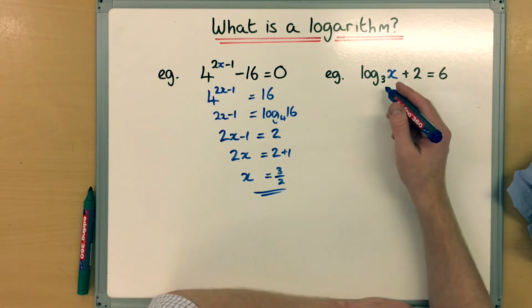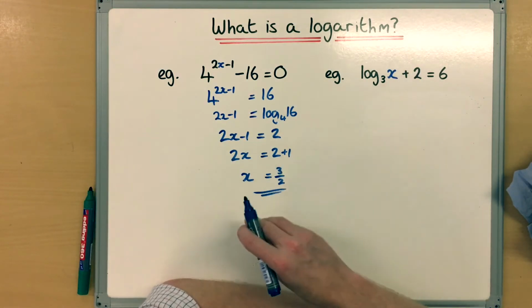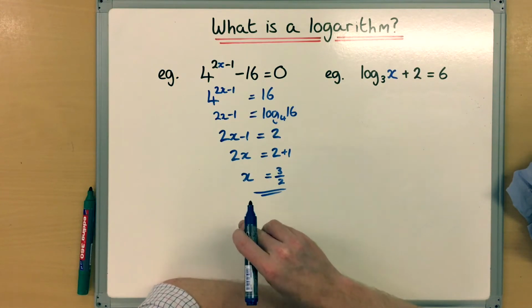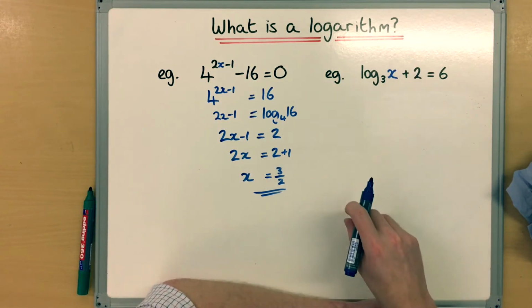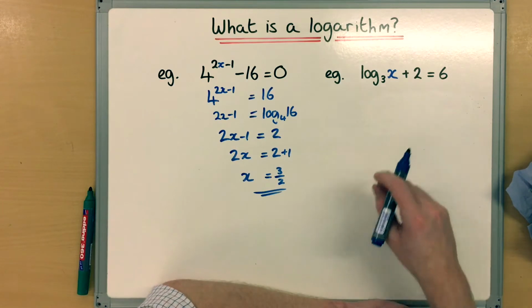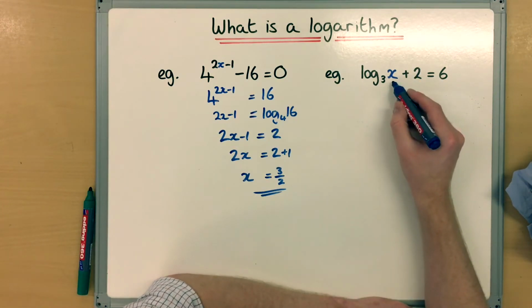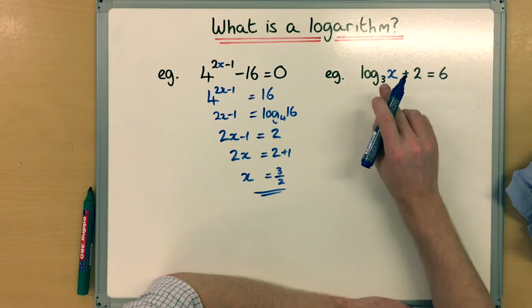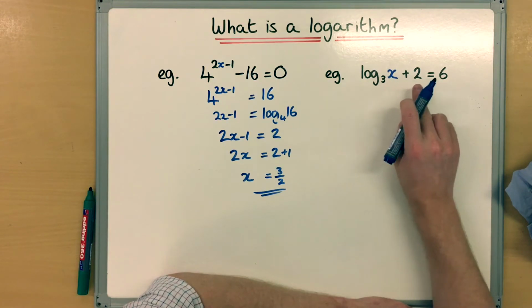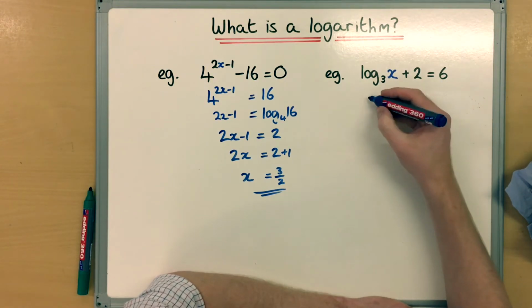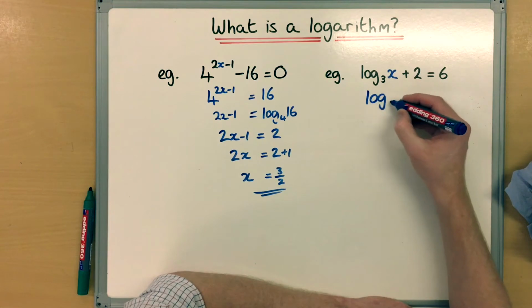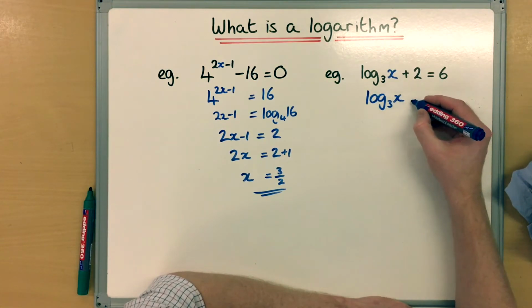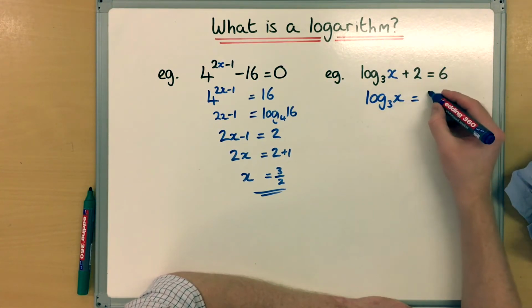Let's have a look at this log equation now. We're going to use a similar process. Remember I said that an exponential to the base 4, when we change sign, becomes a log to the base 4. Well, we actually want to get the x on its own here. So again, first of all, not everything here is inside of a log. So first thing is we're going to take that 2 across. We're going to get log to the base 3 of x equals 6 take away 2, which is 4.